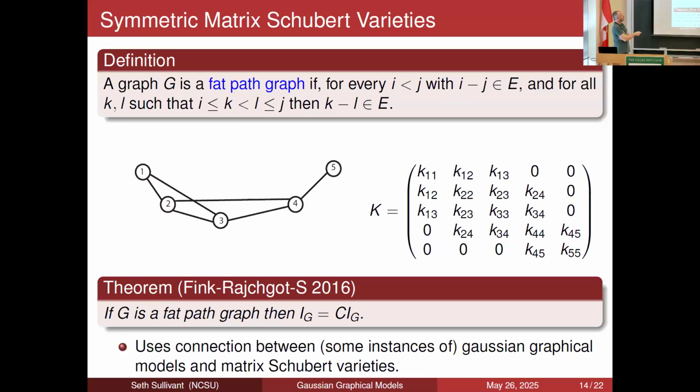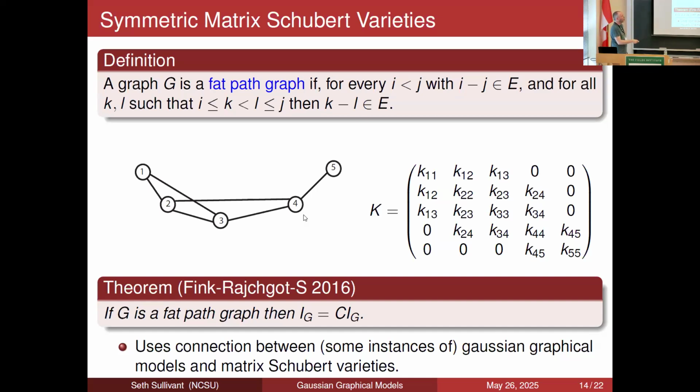Okay, so here's an example of a fat path. Why is it called a fat path? Well, you have a path that goes from 1 to 5, and then you're allowed other edges like 2 to 4, but then you have to have 2 and 3, and 3 and 4 as well. So this condition means you're always going to have the edges 1 to 2, 2 to 3, 3 to 4, 4 to 5, and then there might be some other edges.